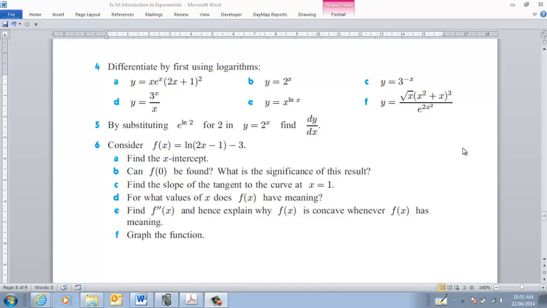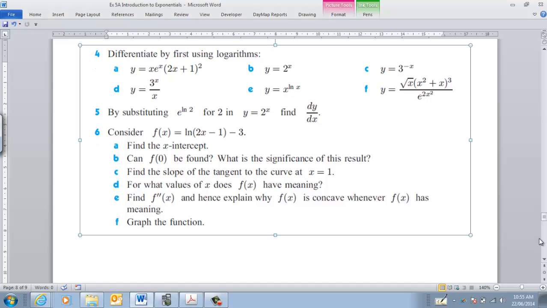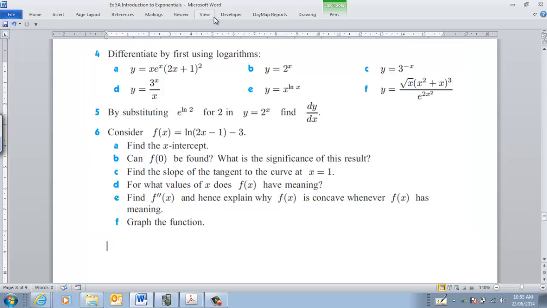Hi guys, we're going to be looking at the next part of the log stuff when we're doing derivatives. Alright, so I'm going to have a look at question 4. Now question 4 asks you to basically differentiate something by using logs first. It's really the only way you can actually do it, so that should make sense.